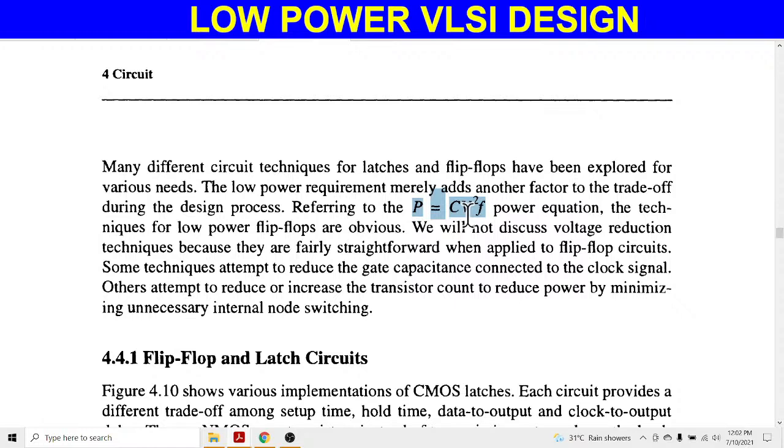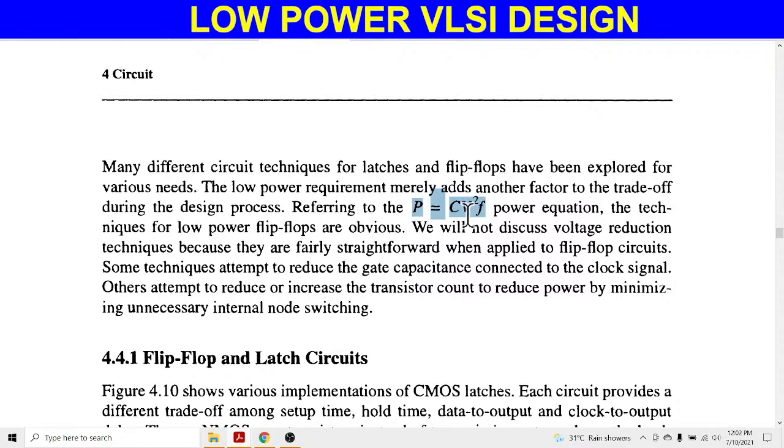Frequency means the clock frequency that is provided at the input port of any clock pulse. So it is a very important factor. If frequency is high, automatically we can say the power dissipation will increase. So if we want to design any flip-flop, we need to focus on these parameters only.